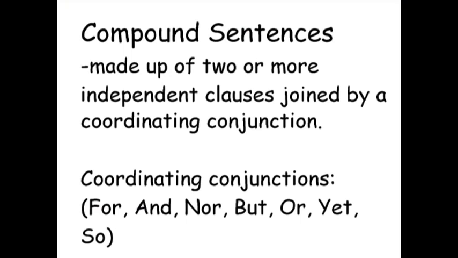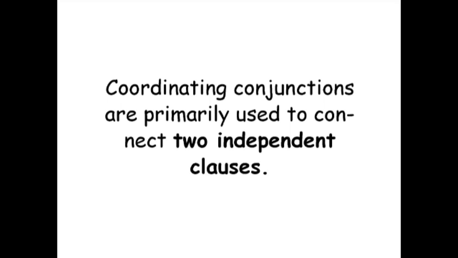Moving on to compound sentences. Compound sentences are made up of two or more independent clauses joined by a coordinating conjunction. For, and, nor, but, or, yet, so. From our two examples earlier, let us try to combine them with the use of coordinating conjunction. Anyway, a coordinating conjunction is primarily used to connect two independent clauses.